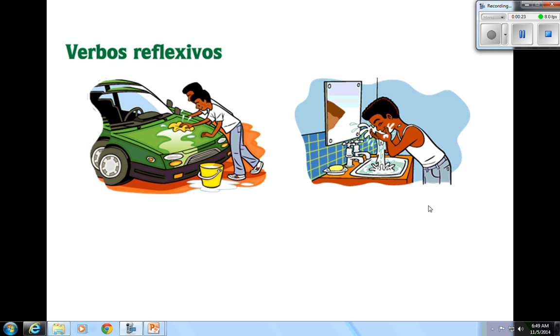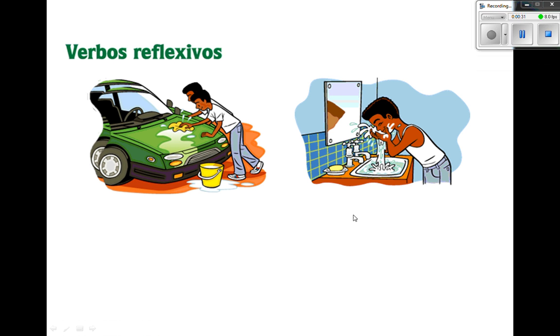Here's a picture of Federico. On the left, Federico is washing the car. On the right, Federico is washing himself. Take a look. Federico lava el carro. We're conjugating the verb lavar to agree with our subject, Federico, because Federico is the one who is doing the action of washing. What is he washing? The car.